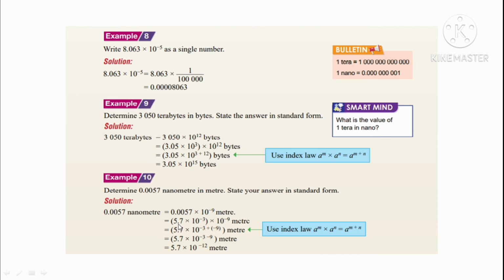So 5.7 times 10 to the power of negative 3, where we convert this single decimal number to standard form in bracket and multiply it by 10 to the power of negative 9, where 5.7 times 10 to the power of negative 3 plus negative 9 will produce 5.7 times 10 to the power of negative 12 in meters.